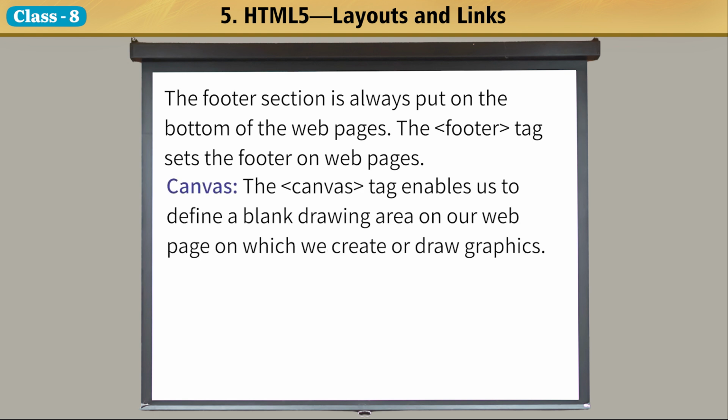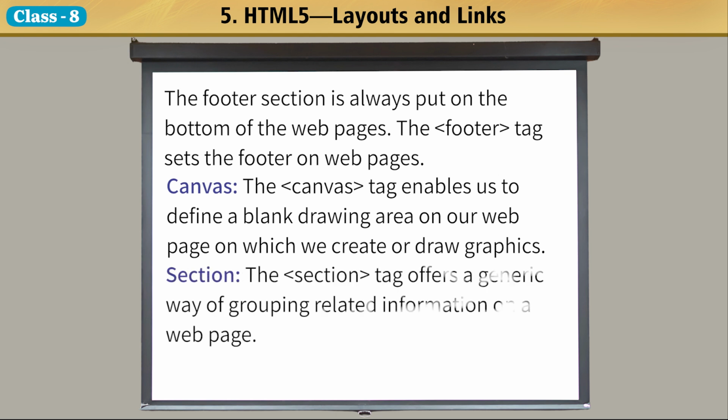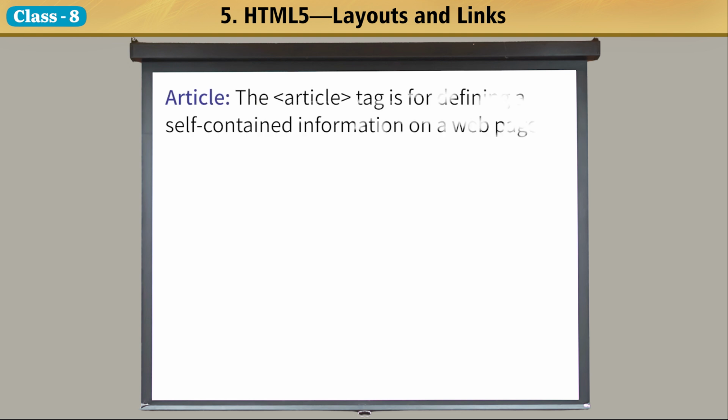Canvas. The canvas tag enables us to define a blank drawing area on our web page on which we create or draw graphics. Section. The section tag offers a generic way of grouping related information on a web page. Article. The article tag is for defining a self-contained information on a web page.